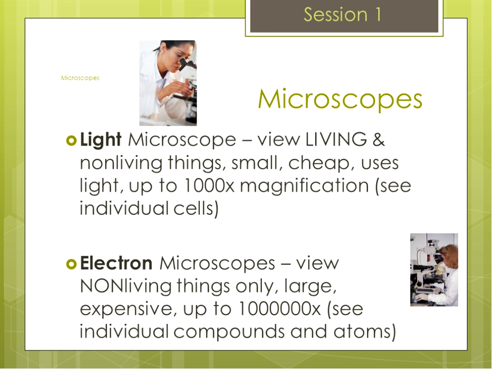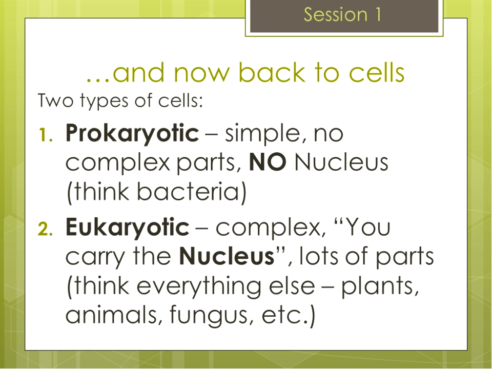fact that it uses electrons that have to bounce off the object in order to make the image. That means the object has to be fixed, and in order to fix an object, you have to kill it. So that's the main downfall of an electron microscope. Also, they are very large and expensive, so you're not going to see these in a school. They're going to be found in research facilities and labs.